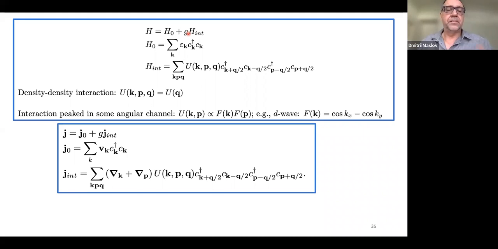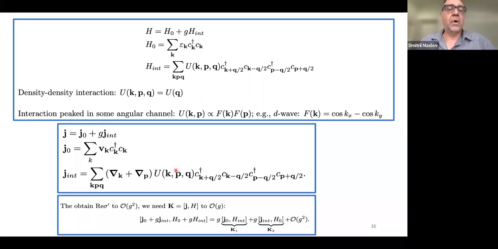So for this Hamiltonian, I can write the current by using the continuity equation, and it's a sum of two parts. One is just the free electron value, a free electron operator, which contains the velocity. And for this kind of interaction, which is not density-density, there is another part which contains the gradients of the interaction, which are non-zero if I have this form.